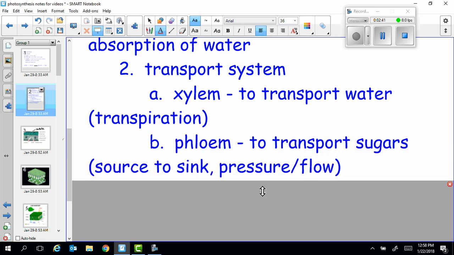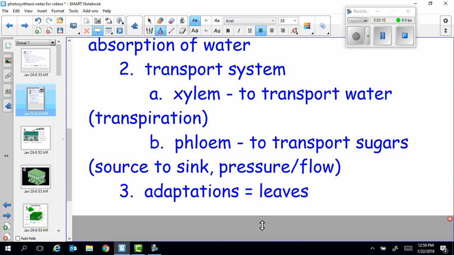And then phloem: as the plant produces sugars, there has to be a way of moving the sugars from where they are produced to where they are needed. For example, if you look at a tree outside, the leaves are green and doing photosynthesis, and the roots are underground and not able to capture light. So the sugars have to move from where they're made in the leaves down to the roots. That's called a source to sink process, and it's based on what's called the pressure flow theory.